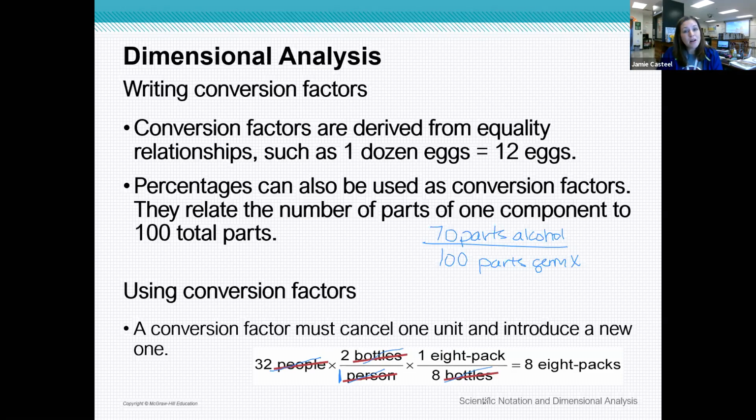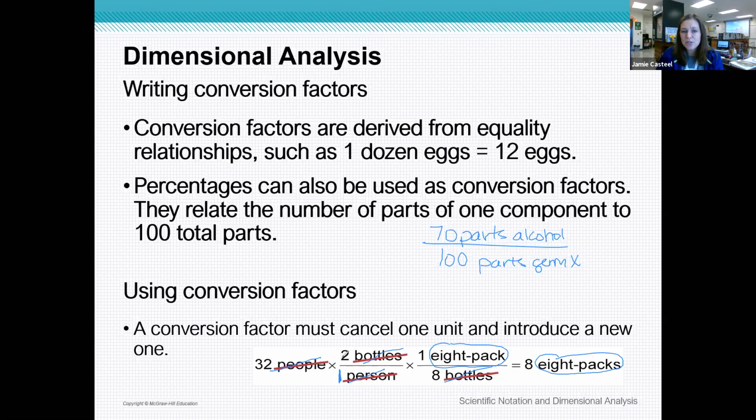If it's top and bottom, it crosses out. So that determines which way I write in that conversion factor. It has to cancel. The only units or terms left are the ones that I wanted. Has to be top and bottom. Then what do I do? Well, technically, you're going to multiply 32 times 2 over 1 and then multiply by 1/8. That's a little confusing. If it's on the top, you multiply it. Any numbers on the bottom, you divide by.